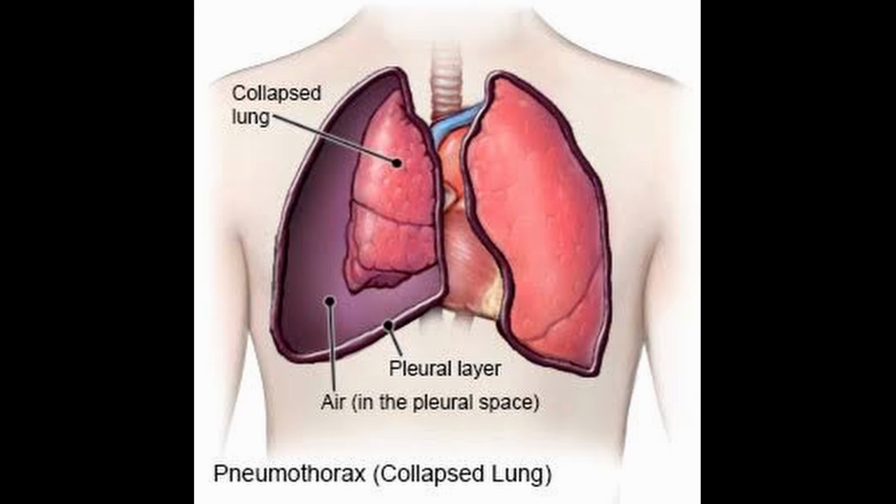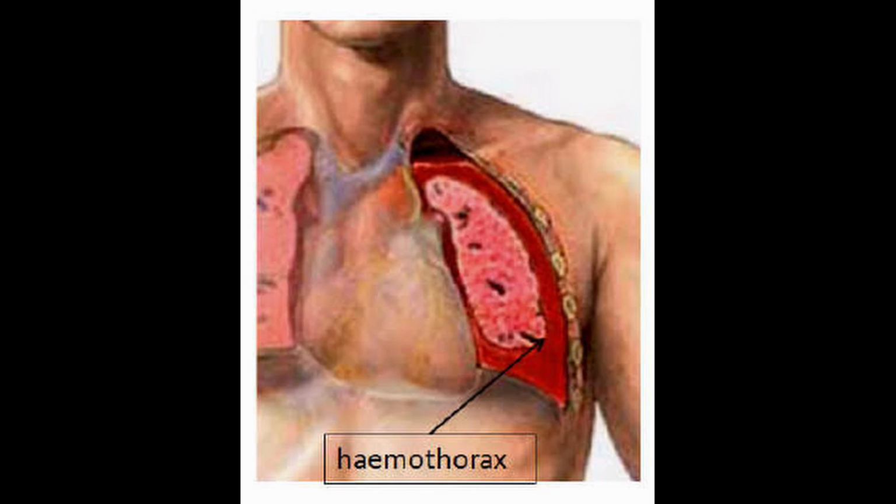Now second, we discuss pneumothorax. Pneumothorax is termed a collapsed lung. In this there is air in the pleural space. The term pneumo is used for air. So the presence of air in the pleural space is termed pneumothorax. Now third, we discuss hemothorax. The term hem is used for blood. So hemothorax is the presence of blood in the pleural cavity. As you can see on the diagram, there is blood in the pleural cavity. That is termed hemothorax.